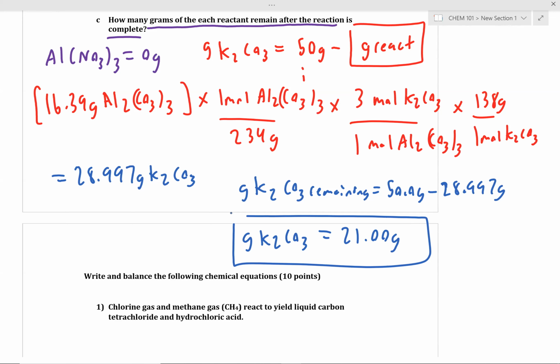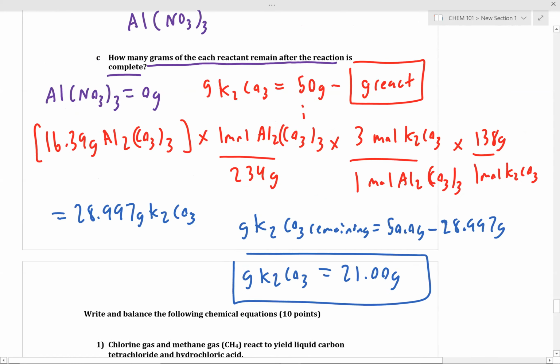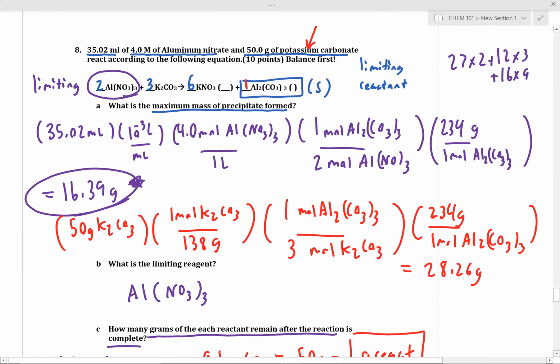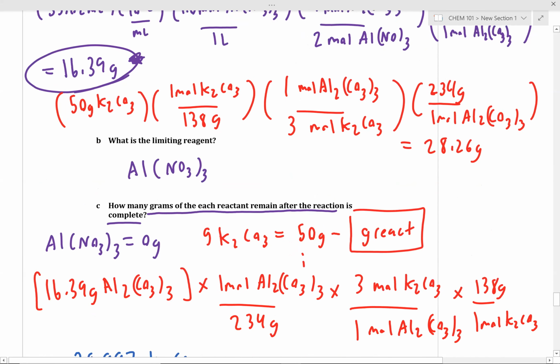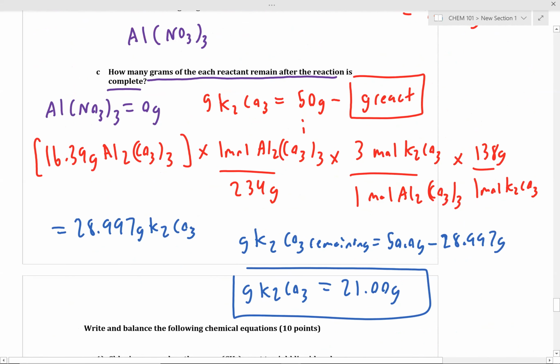Yes? What was the maximum mass of precipitate? 16.39 grams. So we calculate the expected mass of product from each of our reactants. The reactant that produces the theoretical least amount of product is limiting. And that's the actual mass of product you make. You cannot make more product than your limiting reactant, when consumed, would allow. Any other questions on this example? So you cannot make more product than the product produced when the limiting reactant is used up.